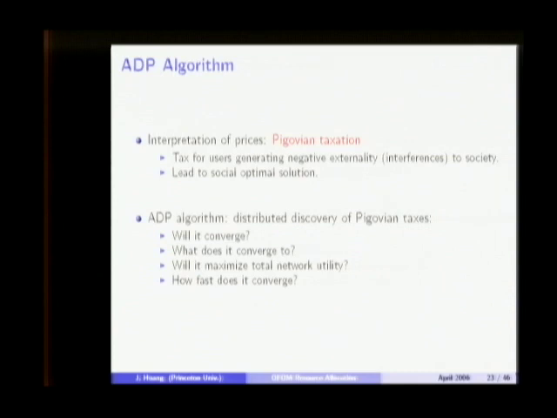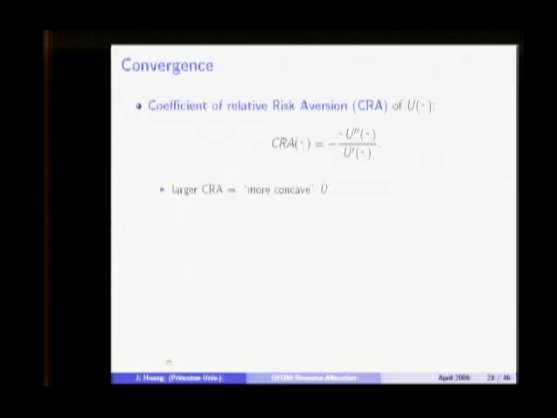The question we want to answer is whether this algorithm converges, and if it converges, what does it converge to, especially whether it maximizes the total network utility. And the last but not least question is how fast it converges. First, let's look at the convergence property. The short answer is that convergence depends on the utility functions. To characterize the particular class of utility functions, we define the following term: the coefficient of relative risk aversion of a utility function, which is defined by the SNR times the second order derivative over the first order derivative.